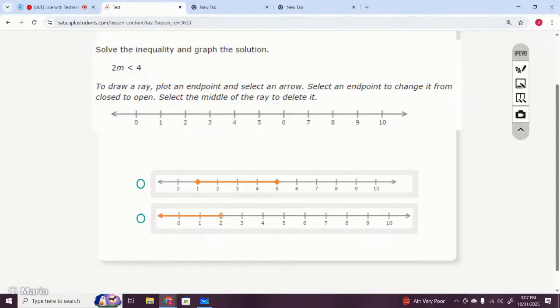2m is less than 4. So m is less than 2. So the graph is pointing at the left side because all the values are less than 2. Option number 2 is the correct option.